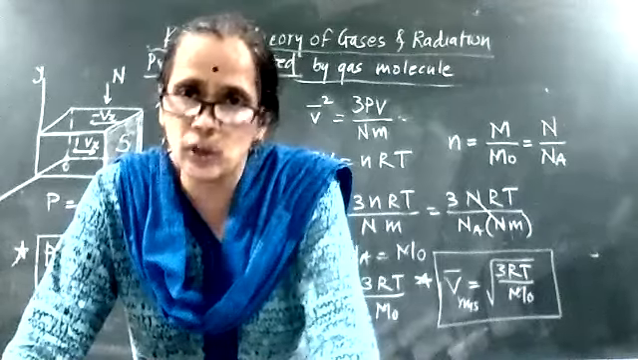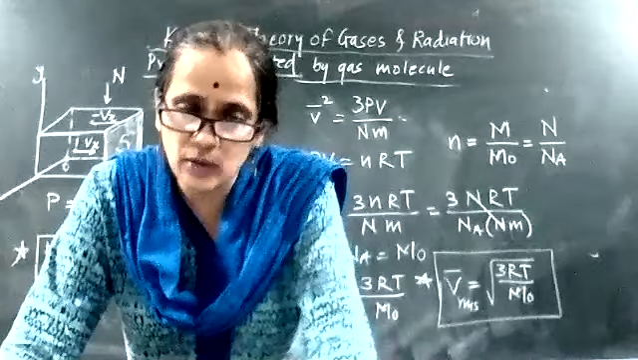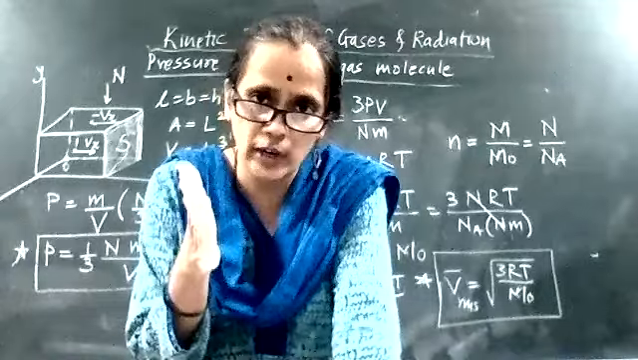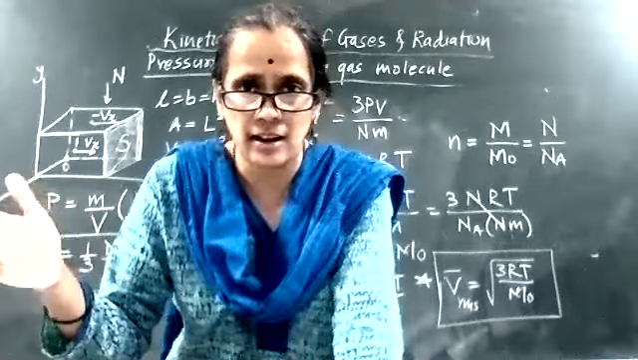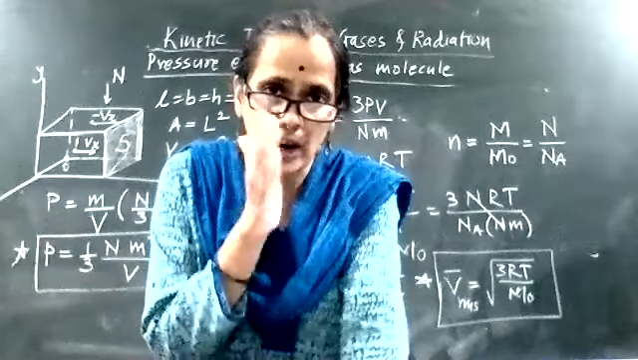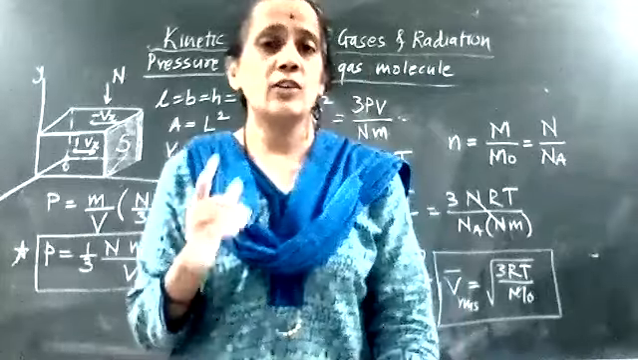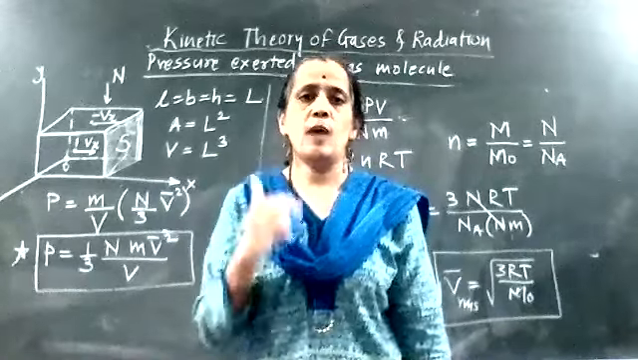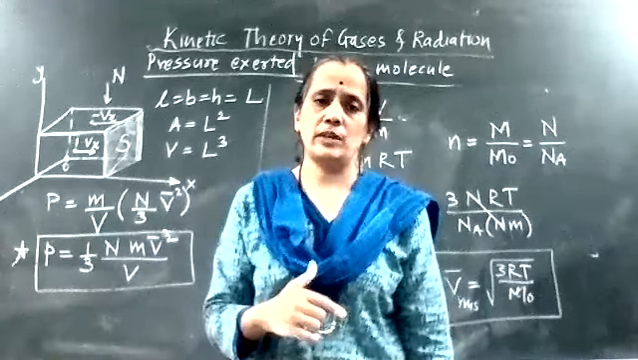Time required between two successive collisions. During successive collisions, the molecule will travel a distance 2L. See here, from the origin to S, distance L. Collide, rebound, again distance L. So the total distance traveled is 2L with velocity Vx. Therefore, according to the definition of velocity, velocity is equal to distance upon time. Velocity is Vx1 of the first molecule, distance traveled is 2L upon T. So the time taken is 2L upon Vx.